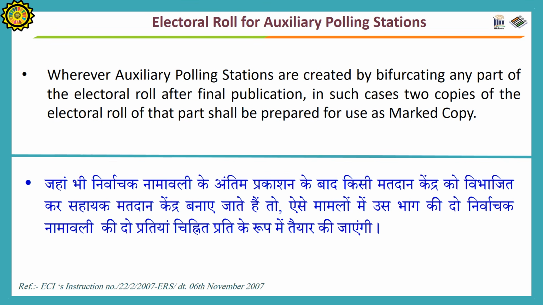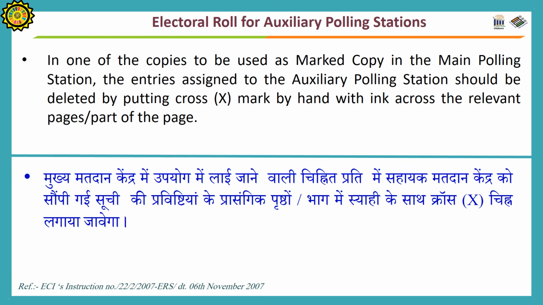Electoral roll for auxiliary polling station. Wherever auxiliary polling stations are being created by bifurcating any part of the electoral roll after final publication, in such cases, two copies of the electoral roll of that part shall be prepared for use as marked copy. In one of the copies to be used as marked copy in the main polling station, the entries assigned to the auxiliary polling station should be deleted by putting a cross mark by hand with ink across the relevant pages or the part of the page.